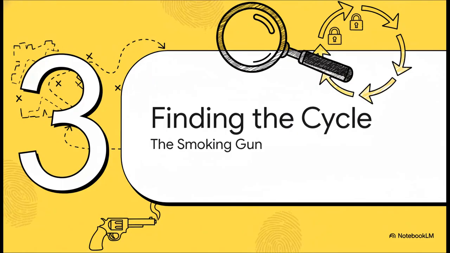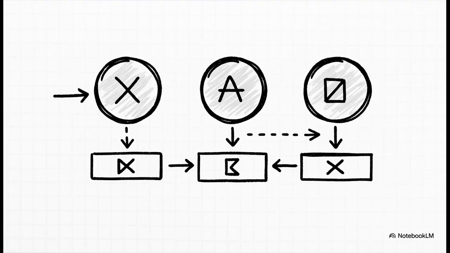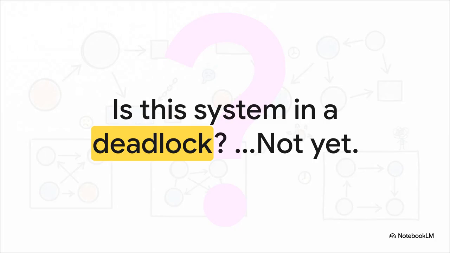All right, now that we know how to read the map, it's time to play detective. We're going to use this graph to actually hunt for a deadlock in action. So let's look at this system right here. We've got process P1, which is holding on to resource R2, but it's waiting for R1. Meanwhile, process P2 has R1, but it's waiting for R3. And finally, process P3 is just holding R3. So, looking at this whole picture, would you say this system is in a deadlock? The answer is actually not yet.